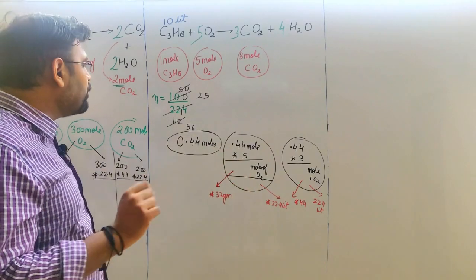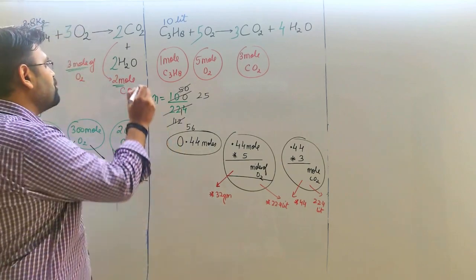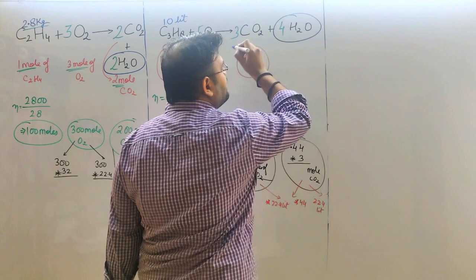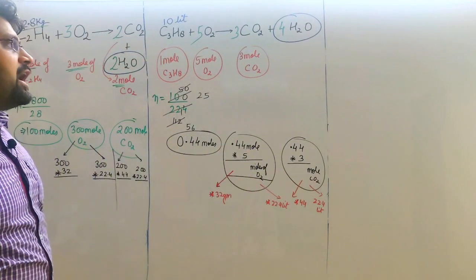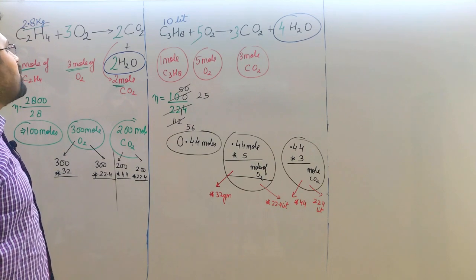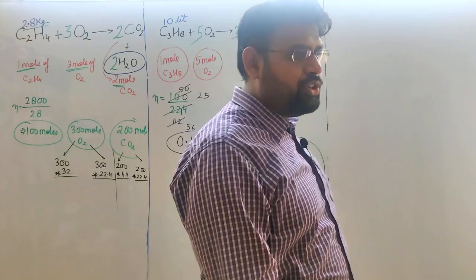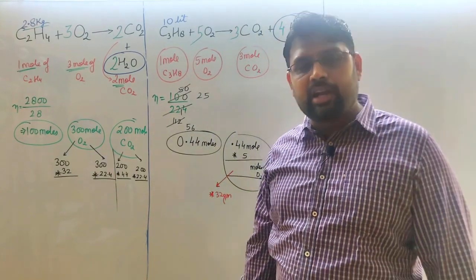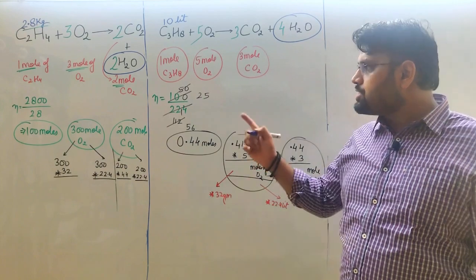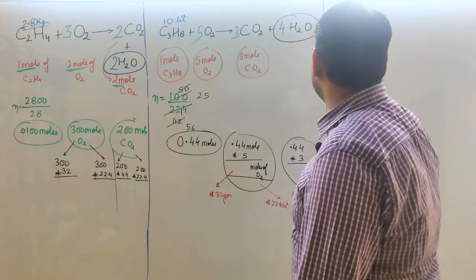Now see, one more thing I would be discussing here, beta. Suppose the mass and volume of H2O was also asked in all these 4 parts. If that was also asked, there is a slight trick for H2O. The situation for H2O is slightly different, because H2O is not a gas. First, let's see how many moles of H2O will be produced for this third case.